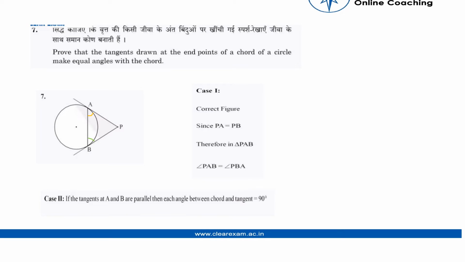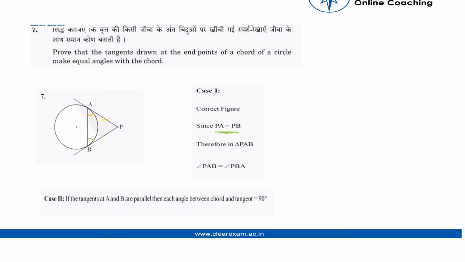So the solution goes by that since P is an external point, by the theorem that the tangents drawn from any external point to the circle are equal in length, we can say that PA is equal to PB. This point solves the question that these two tangents are equal in length.